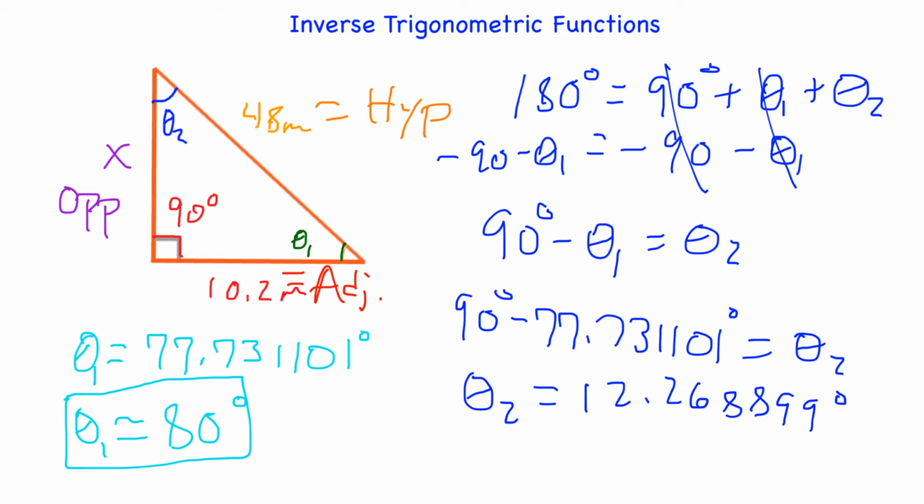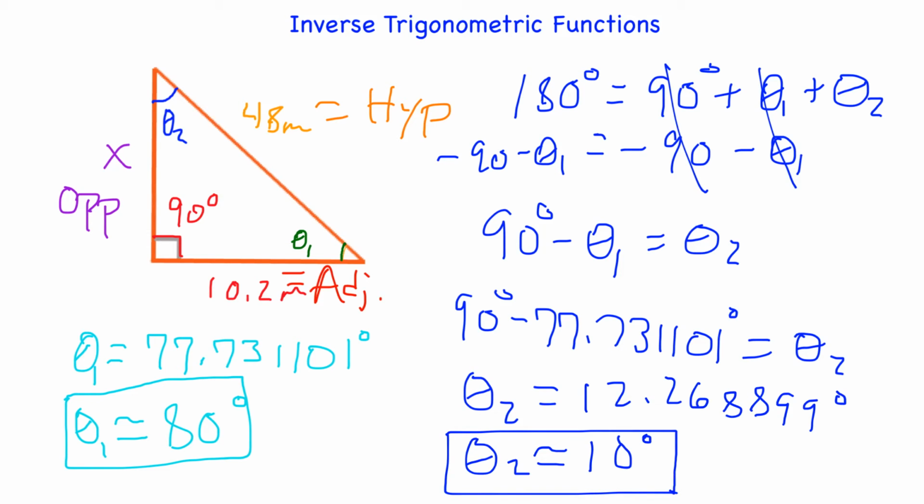12.2688899 degrees. Alright, so theta 2 with significant digits would be 10 degrees. And so that adds up correctly. We have one angle of 90 degrees, that's half of our 180. Then we have theta 1, 80 degrees, theta 2, 10 degrees. Together that gives us 90 degrees, which is the other half of 180. So that process worked out correctly.